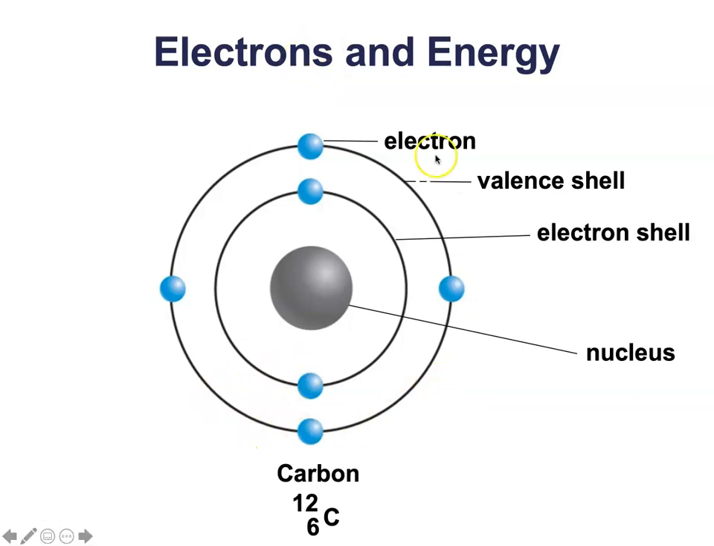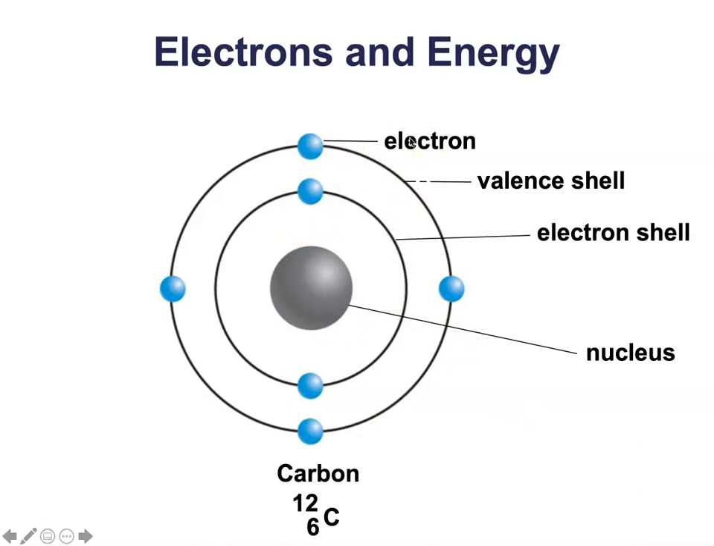So the electrons that are farther away from the nucleus are going to be higher energy. The electrons that are closer to the nucleus are going to be lower energy. Electrons have energy due to their relative position, or their potential energy. And electrons are going to be able to move from one energy level to the next energy level.